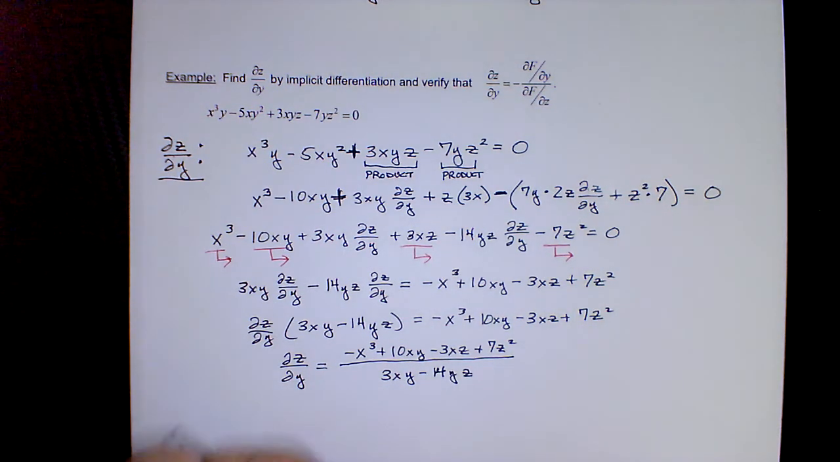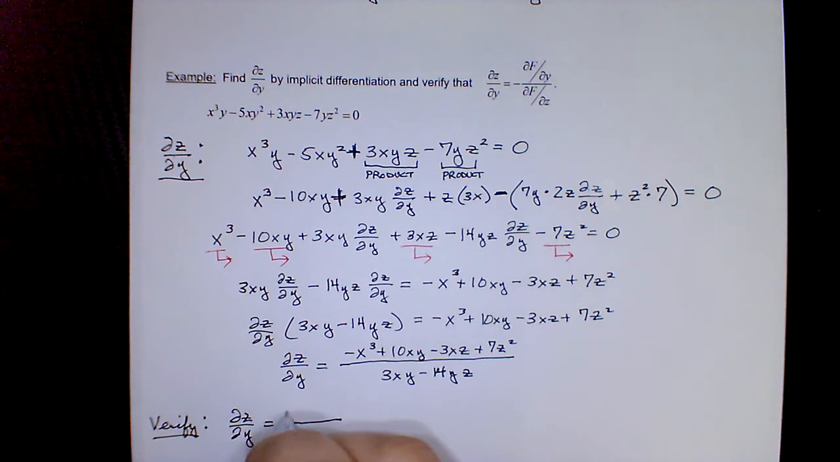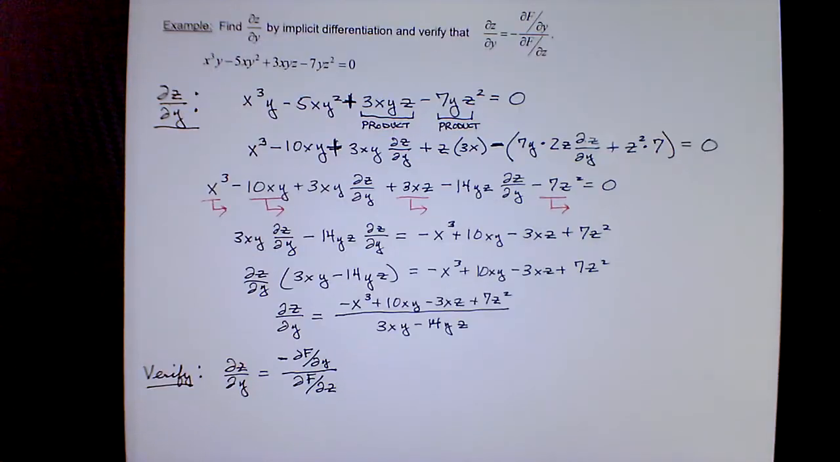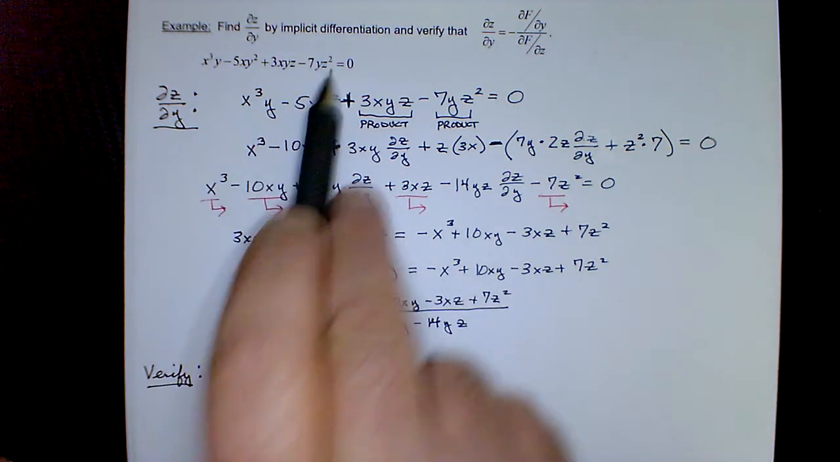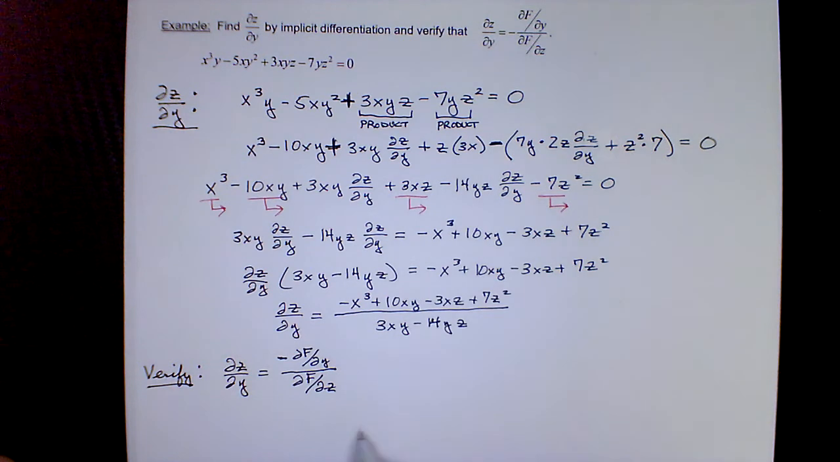Okay, and then they want us to verify that the formula for dz dy, or the partial z with respect to y, can be thought of as the negative of the partial of f with respect to y over the partial of f with respect to z. And that's where we're considering the function f of x, y, z to be this entire left side of the equation. So let's find these two partials.